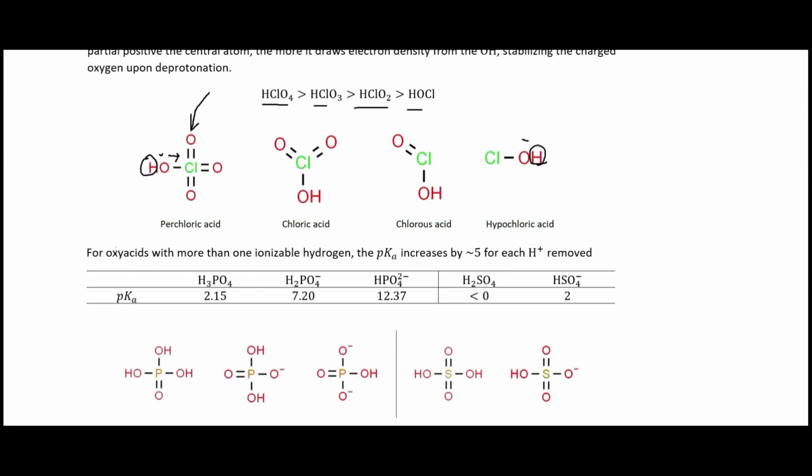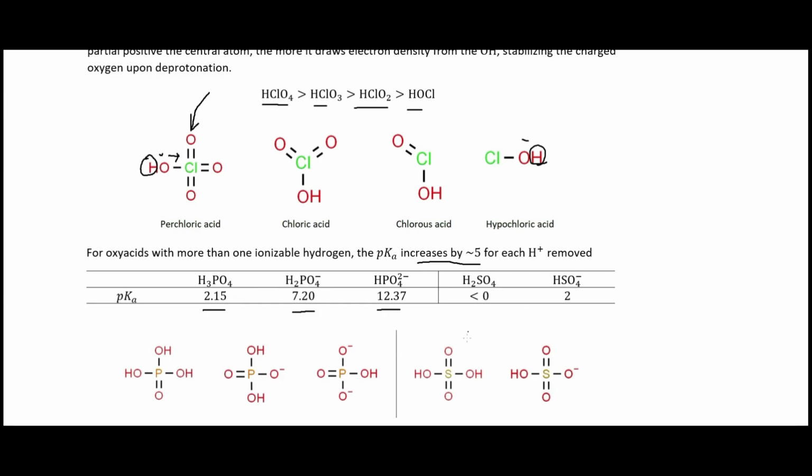And then also for oxyacids, if there is more than one ionizable hydrogen on it, the pKa increases by about 5 for each H plus removed. And so remember, the higher the pKa is, the less acidic something is. So if we have our H3PO4 here that has a pKa of about 2.15, then when we remove one of those hydrogens, the next hydrogen has a pKa of about 7.2. Then after we remove that hydrogen, it goes up to about 12.37.